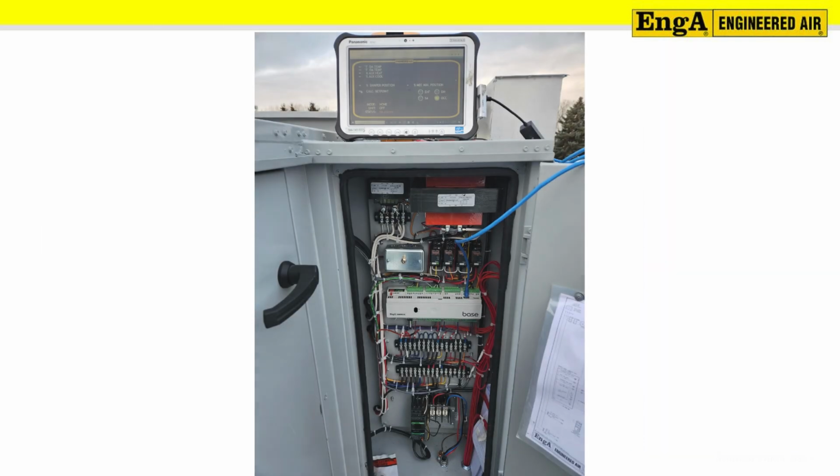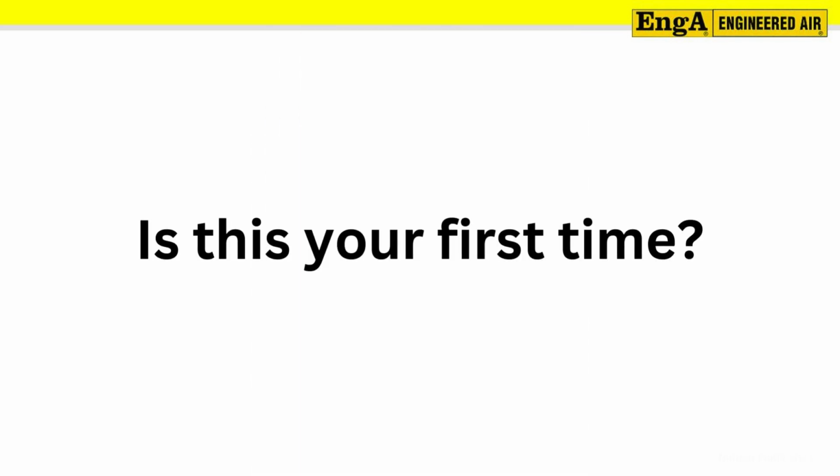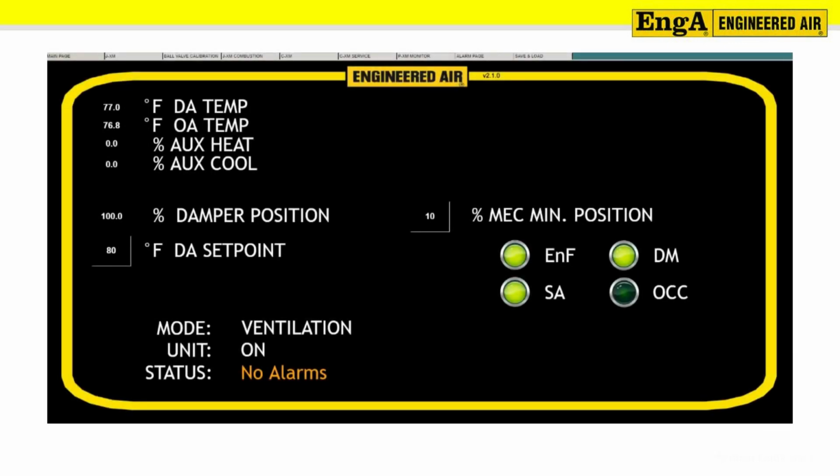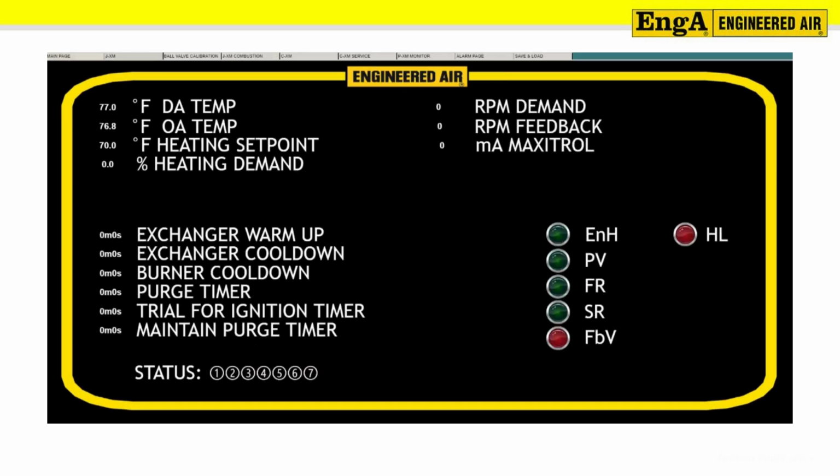If you haven't already done so, you will now need to connect to the CenCon or base controller with your laptop, tablet, or compatible smart device. If this is your first time connecting to the controller, please refer to the CenCon Connecting to Laptop video manual for more details. Verify that the equipment is on and the supply air blower is running, then go to the JXM page. Here you can verify that the E and H terminal is energized. This is what enables the burner to light off.